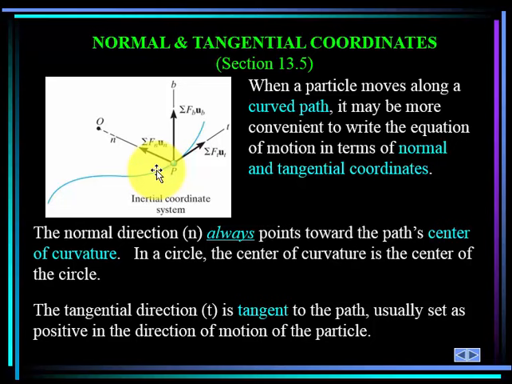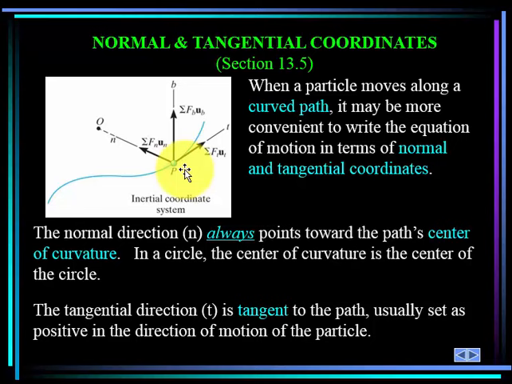That circle might be tilted in 3D to some extent, but that circle will have a center, and our normal coordinate unit vector will point from the particle toward the center O of that circle. It is a circle that is in a plane, but that circle may be skewed in 3 dimensions. So we have our tangential coordinate unit vector, our normal coordinate unit vector. Perpendicular to that, we would have the binormal unit vector.